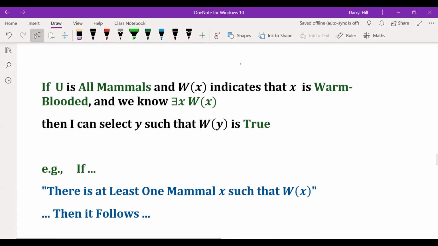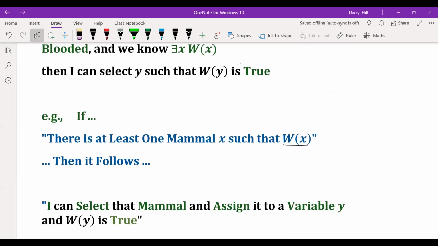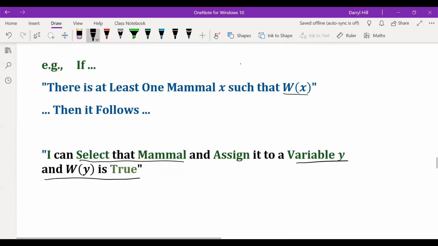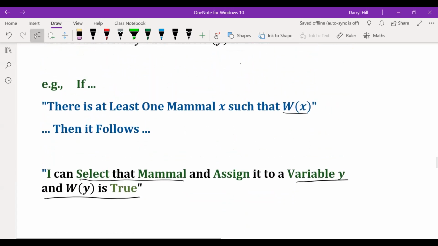For example, if there's at least one mammal X such that it is warm-blooded, then it follows that I can select that mammal and assign it to a variable Y, and then we would say that Y is a warm-blooded mammal. Because I know that one exists, so I can select that one, or at least one exists. Okay, good. Any questions?